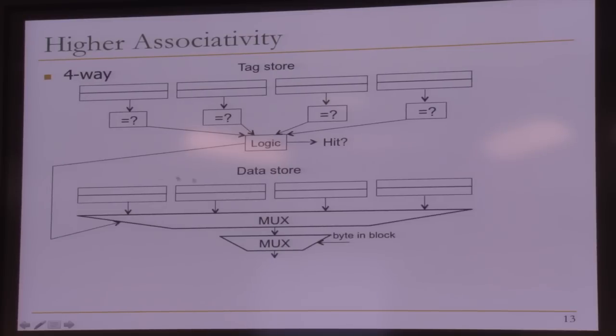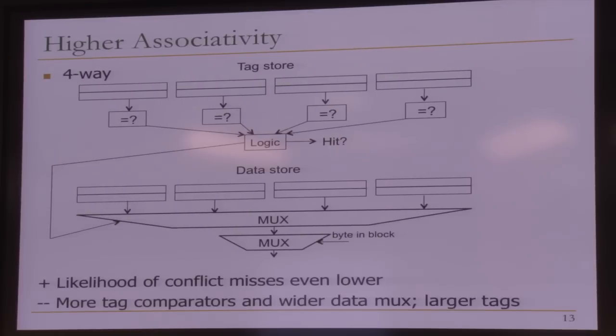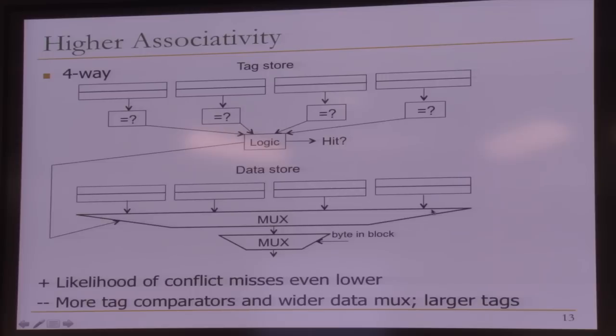And we have a similar data store. And this is our logic to determine hit. And now we have four comparators. Okay. The upside is the likelihood of conflict misses is hopefully even lower, because now you can accommodate a pattern that looks like ABCD, ABCD, ABCD. The downside is even more complexity, right? More tag comparators and a wider data mux. If you look at this, this complexity also increases, because you need to select which block hits. And more power also, right?